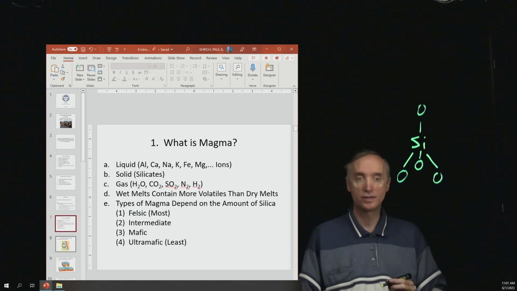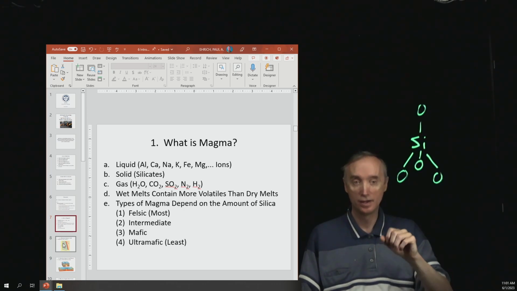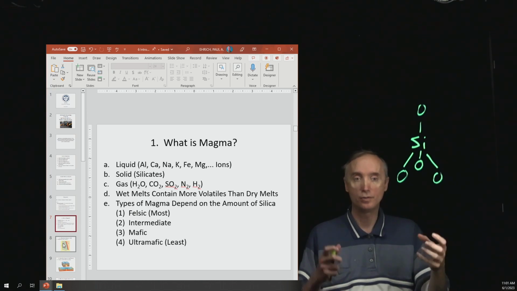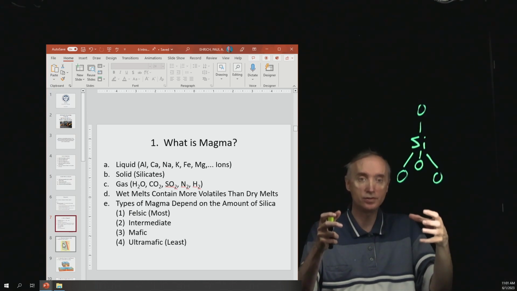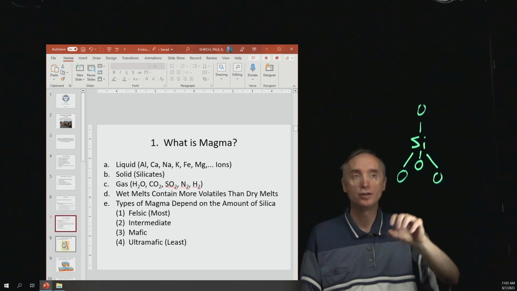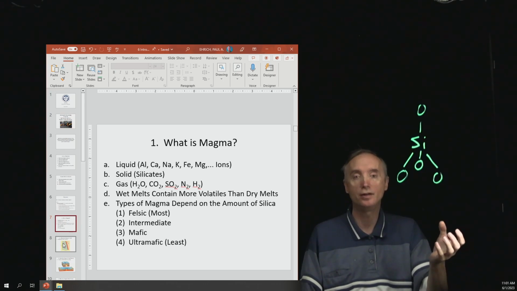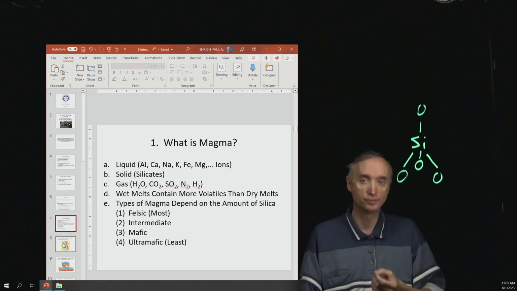And then we said that these silicates, these silica tetrahedrons, could be isolated or they could be connected together into chains or sheets. So inside of magma, you have these silica tetrahedrons. Some of them are isolated, others are in the form of chains.